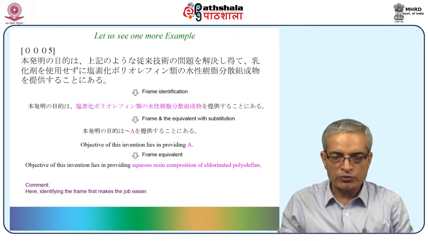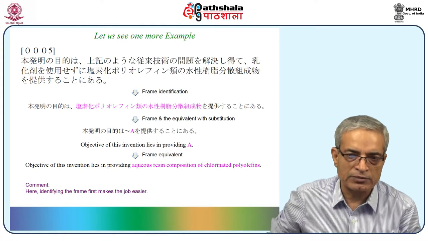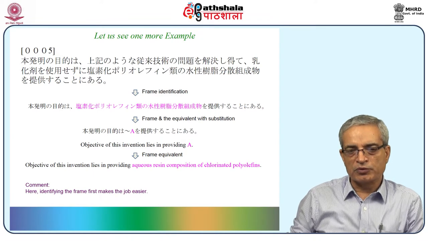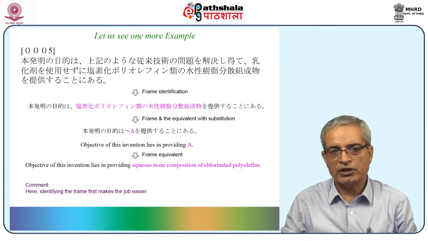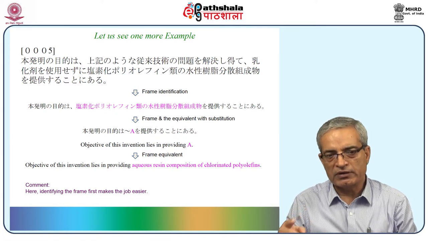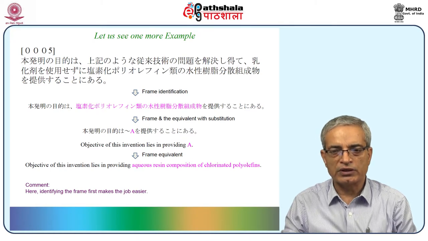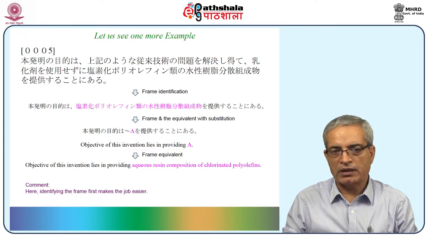Now if you are very clear up to this much, there is no need to go for further dropping off or substitution of this compound in between. But to improve the comfort level, we are saying hon hatsume no mokteki wa something A o teikyo suru koto ni aru. So objective of this invention lies in providing A, and when we join it becomes objective of this invention lies in providing aqueous resin composition of chlorinated polyolefins. And comment is here, identifying the frame first makes the job easier.